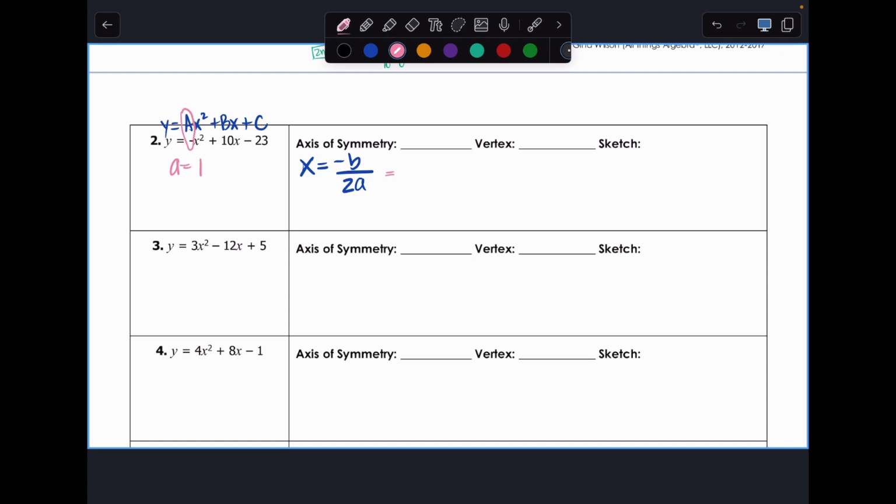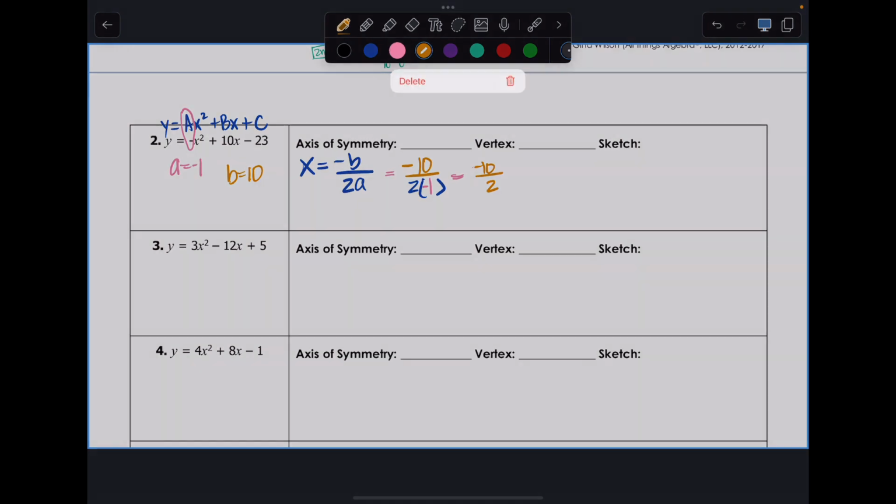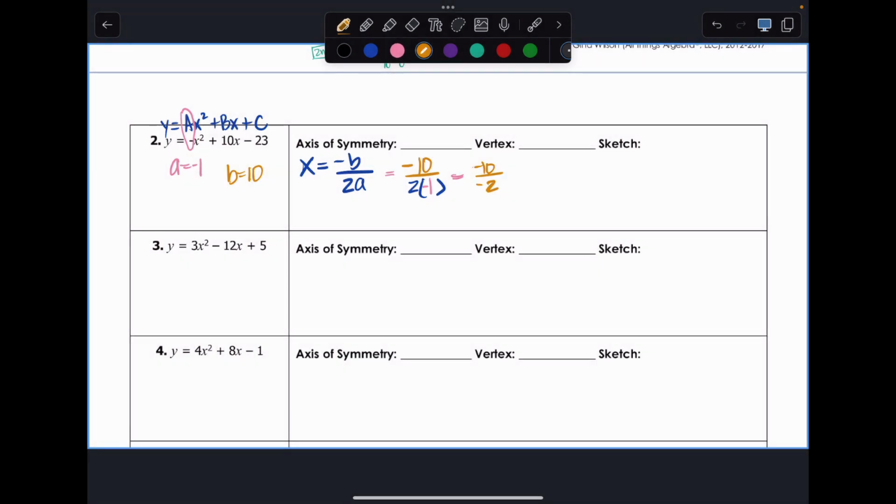Then what's my b? Levy. 10. So I'm going to put opposite of 10 over 2 times the 1. Then I have negative 10. I'm sorry, what? Negative 2. Oh, you're right. Thank you, Layla. It should be negative 1. So the denominator should be negative 2. Yeah? So what's negative 10 divided by negative 2?